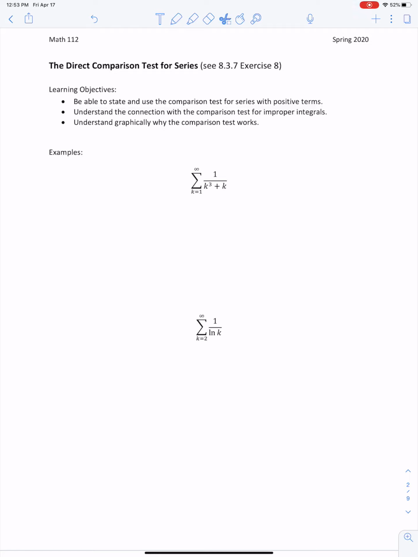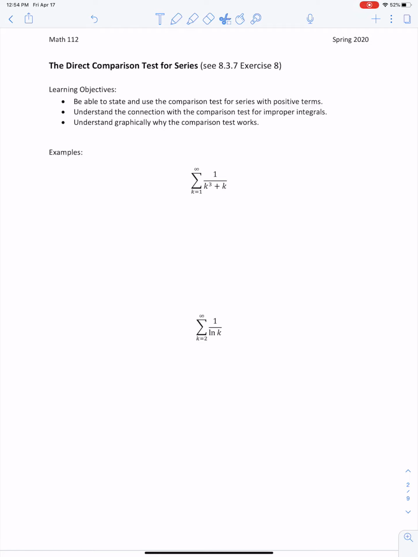We'll start with the direct comparison test. This is not one that's discussed directly in your book, but it is included as an exercise. If you'd like to see the exercise that the book uses to introduce this, you can look at exercise 8 from after section 8.3.